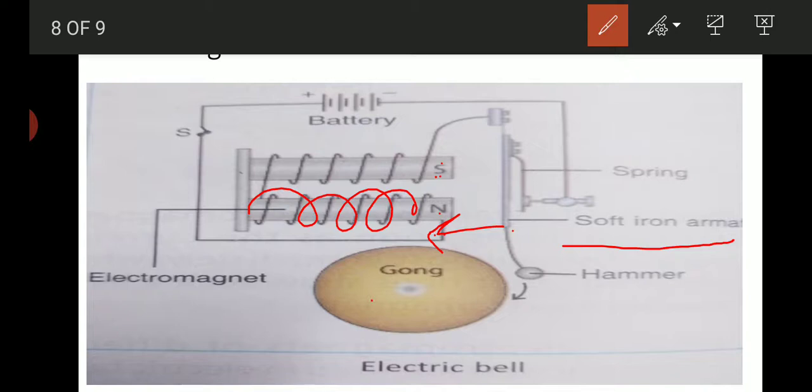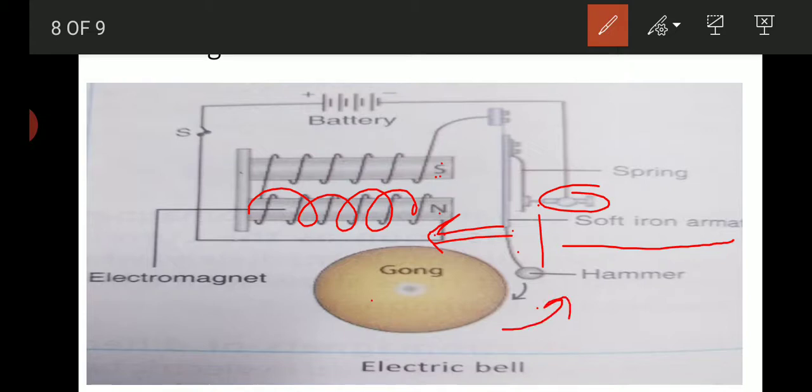And when the armature moves toward the magnet, its contact with the contact screw, this is the spring, and this is the contact screw, is broken, and due to this the electric circuit breaks and no current flows in the electromagnet coil, and the electromagnet loses its magnetism and the armature is no longer attracted by it. The spring brings the armature back to its original position, and the hammer moves away from the gong.